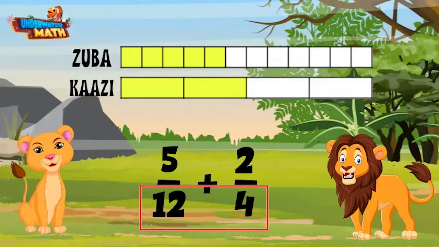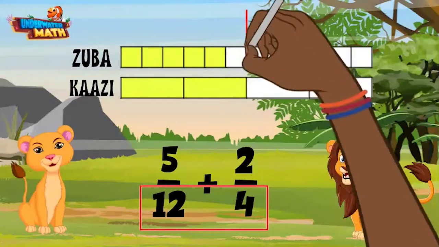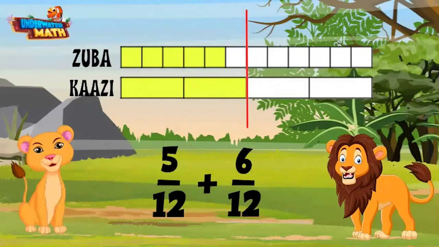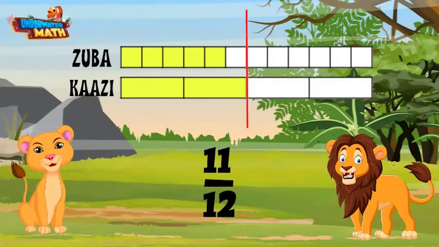Since 12 is a multiple of 4, we should have a spot where 4ths and 12ths line up perfectly. I see it here. 2/4 lines up perfectly with 6/12, meaning 2/4 is equivalent to 6/12. I can replace this in our expression, and now we can solve. 5/12 plus 6/12 equals 11/12. Kazi and I ate 11/12 of the cantaloupe.